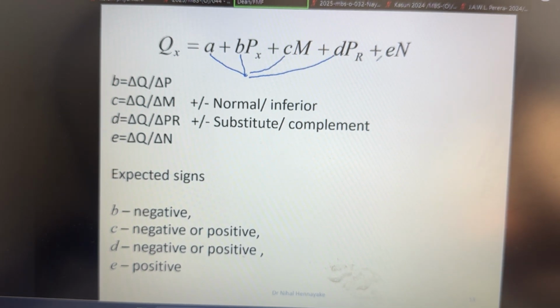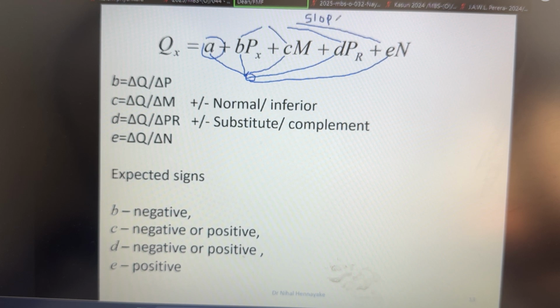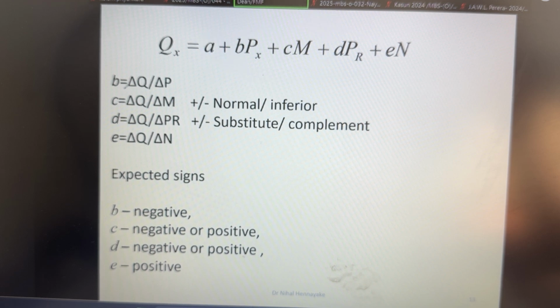These are parameters or the coefficients, and estimation of the demand curve, as I told you already, means getting the values of this intercept parameter. This is the intercept. All these are slope parameters, right? So we now have to get the value of these slope coefficients or slope parameters. This is how mathematically you get the slope value.